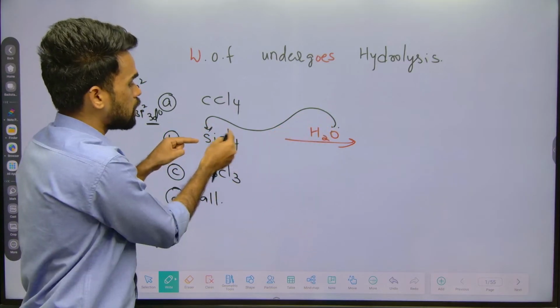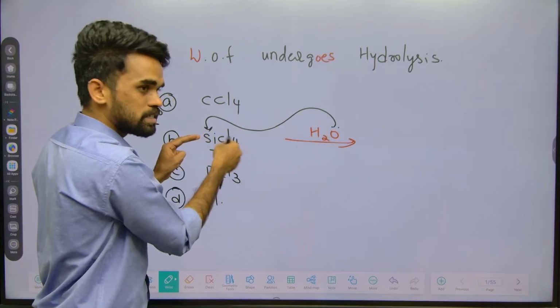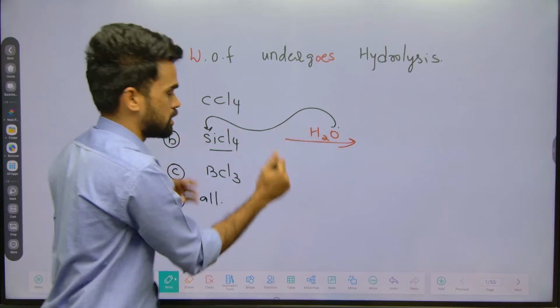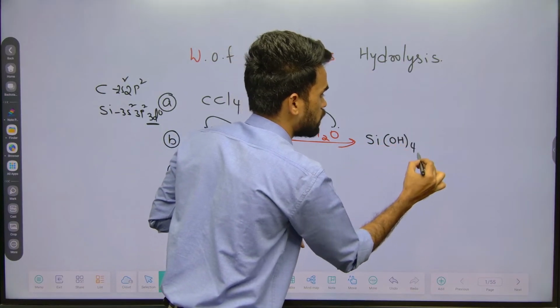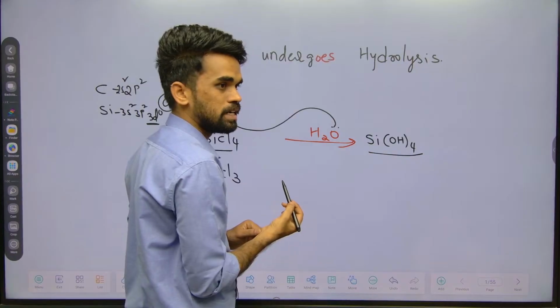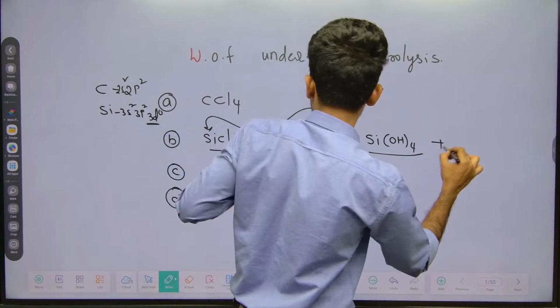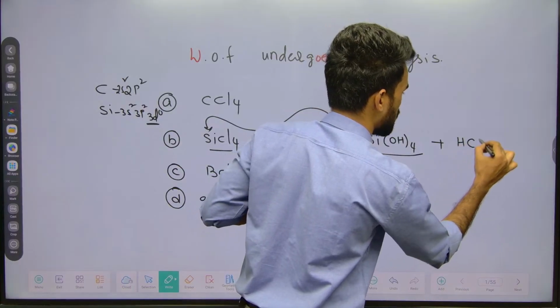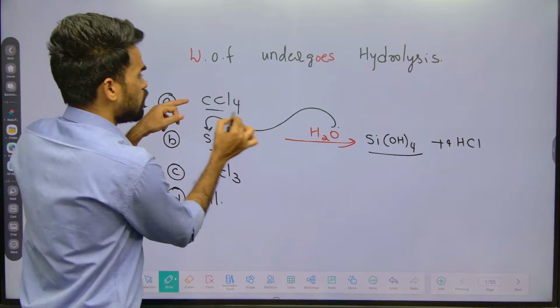How many chlorines are there? Four. All four chlorines are replaced by OH groups of water, so that you will get Si(OH)4. I told you the name of this compound yesterday: silicic acid. And 4 H+ ions and 4 Cl- ions form 4 HCl. Okay, this is fine.